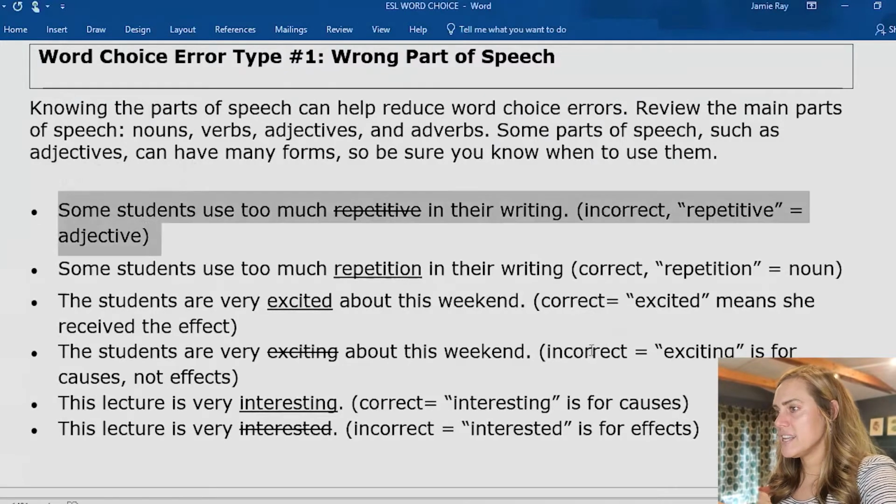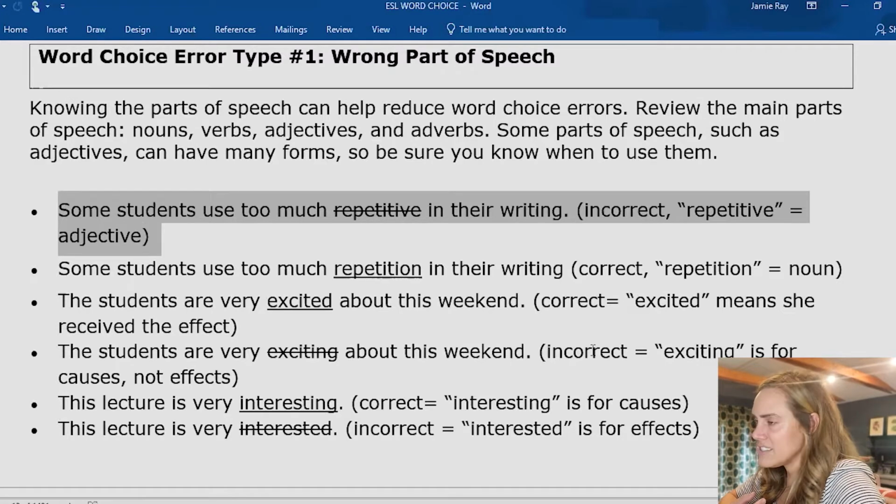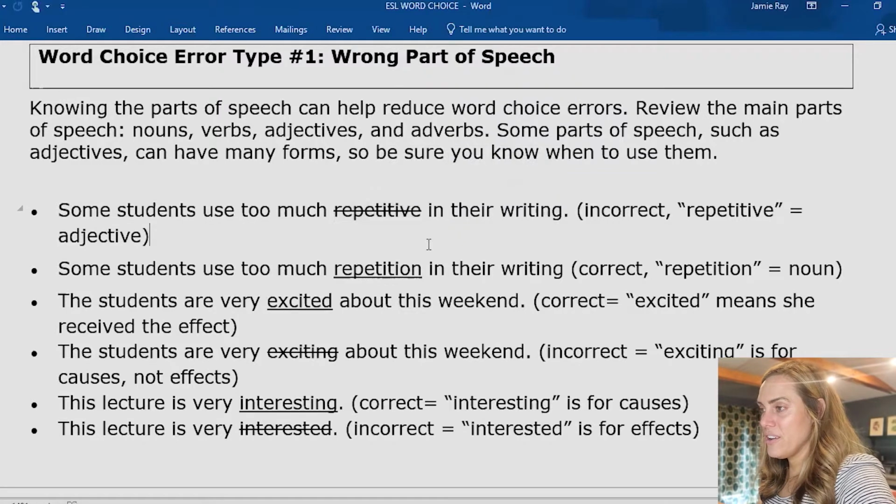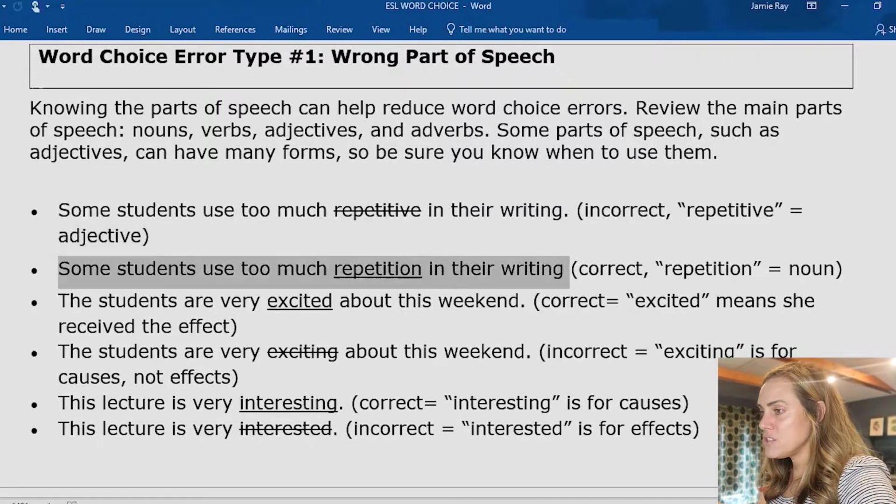The first type of error that I see, and probably the easiest one to explain because this is not easy, is that students will use the wrong form of a word. So instead of using the adjective form, they'll use the noun. What do I mean by that? Let me show you an example. Look at this sentence. Some students use too much repetitive in their writing. Repetitive is not correct in this case because repetitive is an adjective. We need a noun. So we need to say, some students use too much repetition in their writing.